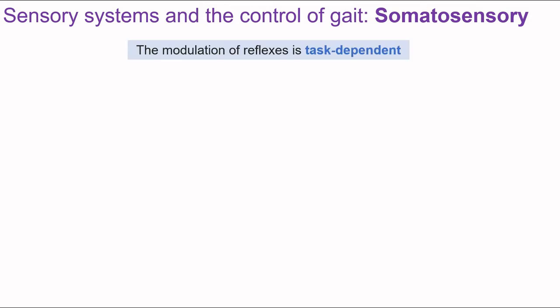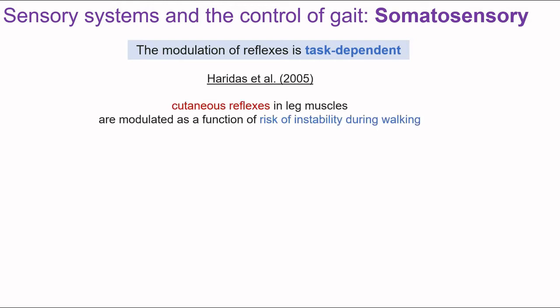We've just seen how reflexes are reorganized as a function of the particular phase of the gait cycle that they are activated in. Now let's look at how reflexes can be modulated as a function of the task that's being performed. Cutaneous reflexes in leg muscles are modulated as a function of the risk of instability during walking. Given this, let's look at an example of how a change in task constraints that changes walking stability can affect cutaneous reflexes.